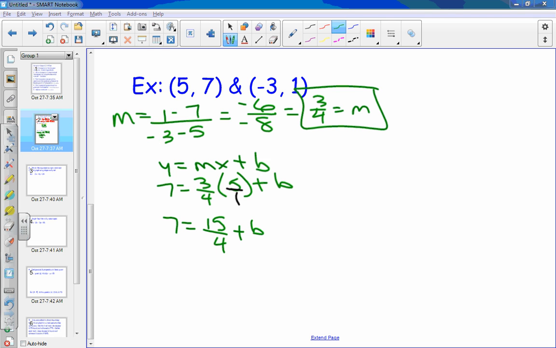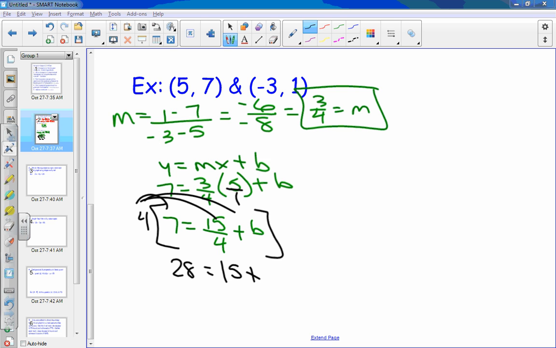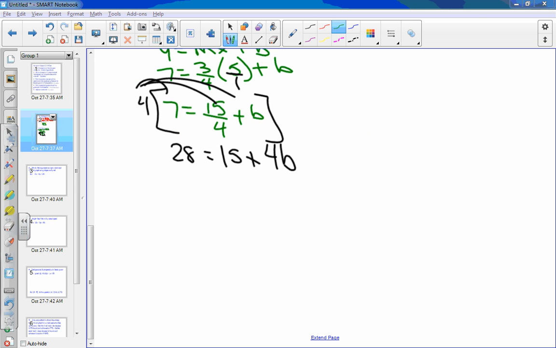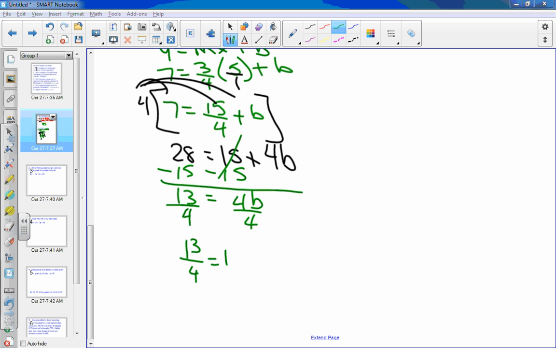Now, what do you not like about this problem? The fraction. So how do I get rid of the fraction? Multiply by its least common denominator of 4. So make sure you do that to every term. 28 is equal to, what happens here? 15 plus, what do we do here? 4b. Do not forget to do that. So now what? Subtract 15, and I'm going to get 13 is equal to 4b. Divide by 4. 13 over 4 is equal to b.